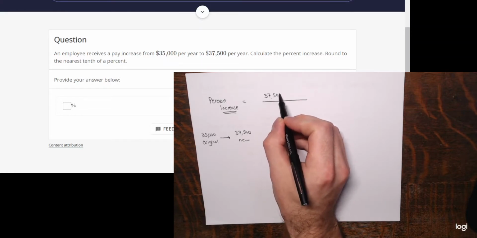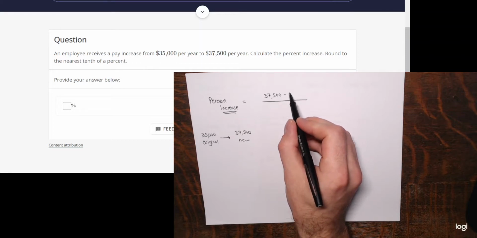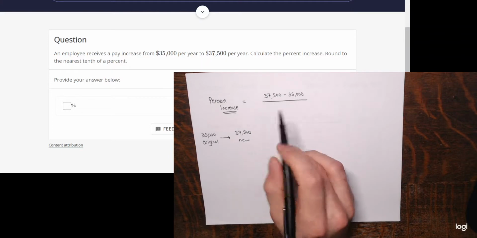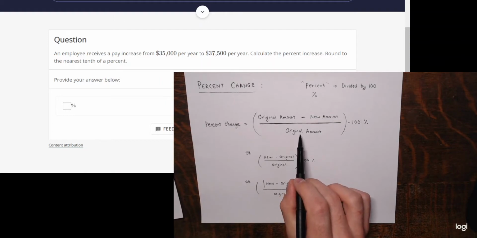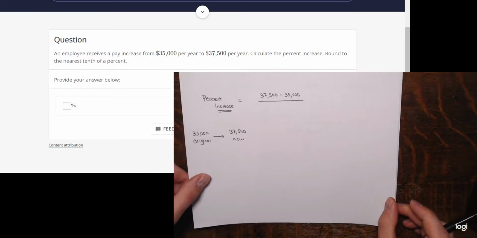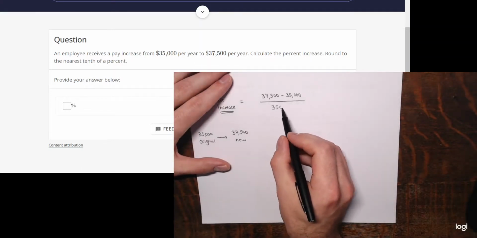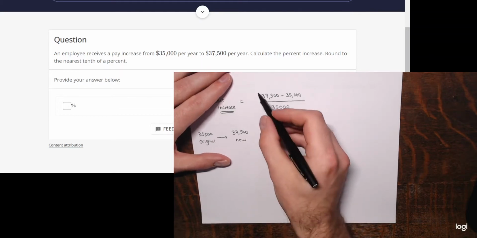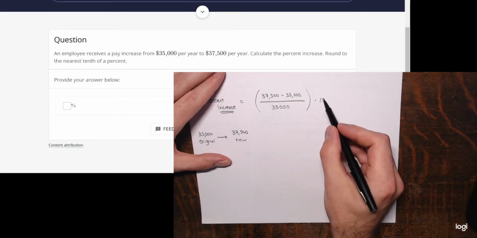So $37,500 minus $35,000. Right. That's going to be the numerator. But then remember, we're saying what percentage of the original amount is this. So the denominator on all these, no matter what version of the formula you decide to use, is the original amount, that 35,000. Right. And then again, we're going to take this value, whatever it is, and multiply it by 100 and throw the percent symbol after it.